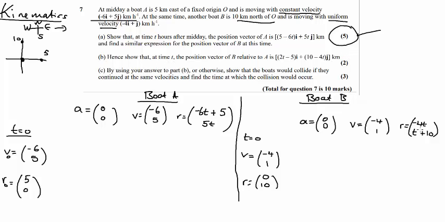Wait, have I done something stupid here? This one's not matching up for me again, so it looks like I made a dumb mistake. So at the same time, position vector of B is relative to A. Oh wait, that might be okay. I might still not be wrong on that one. No, I think I made an error.